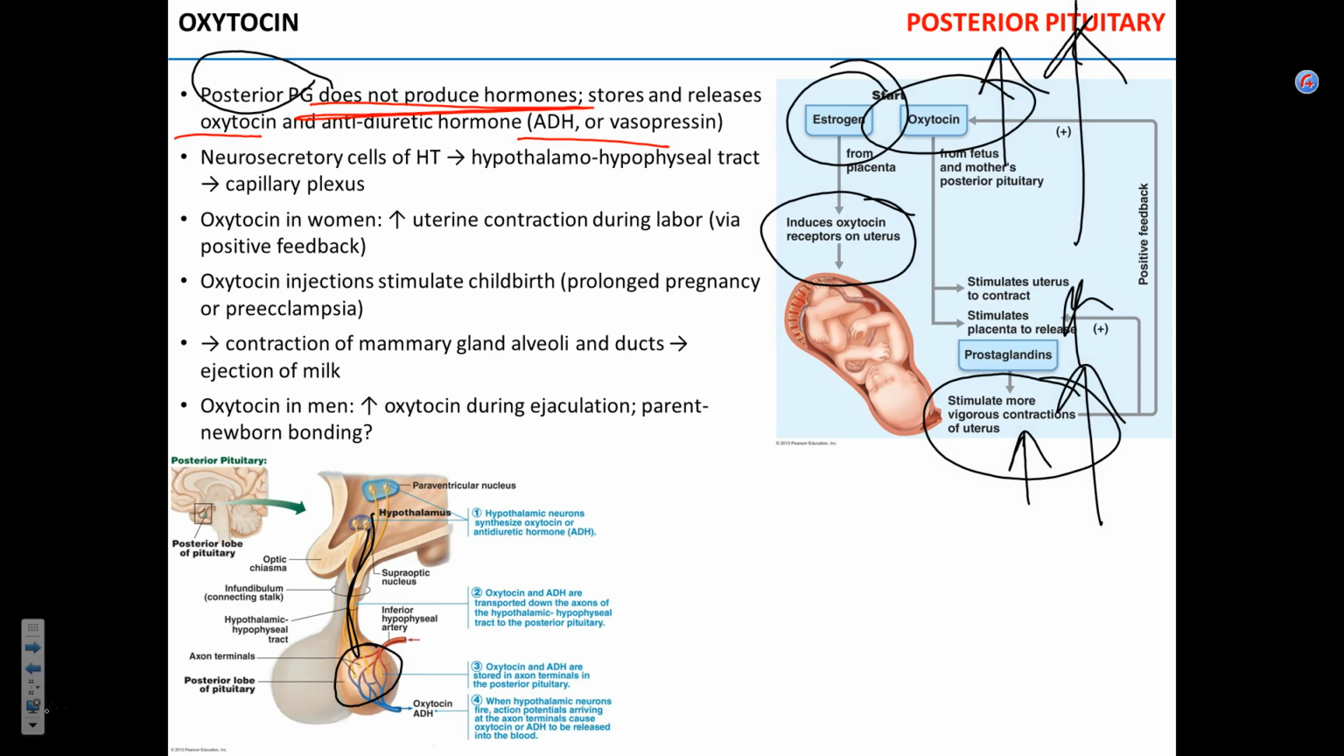Okay. Now, obviously, what is the need for oxytocin in females? Childbirth. What about males? Turns out it goes up.